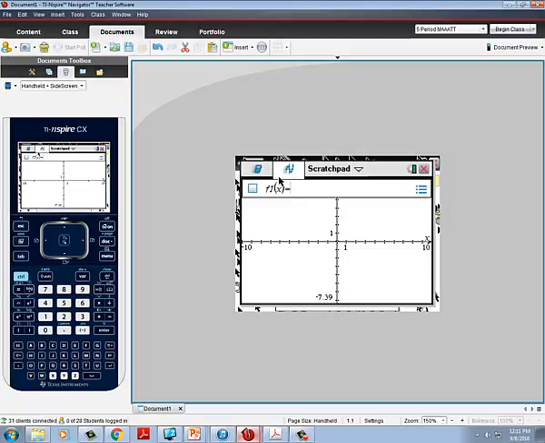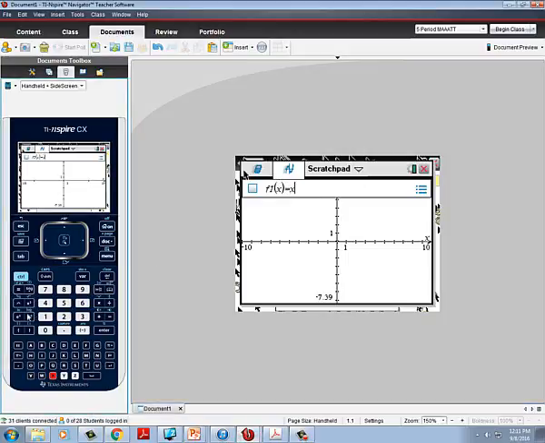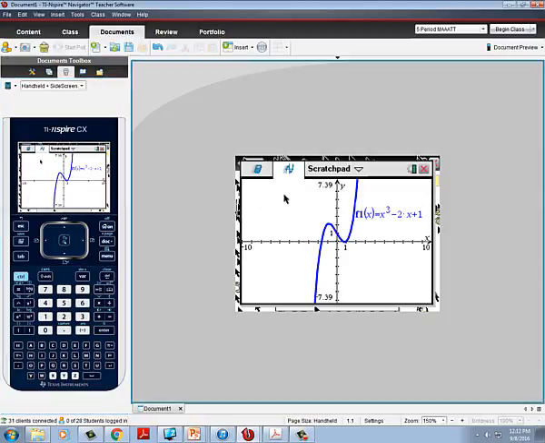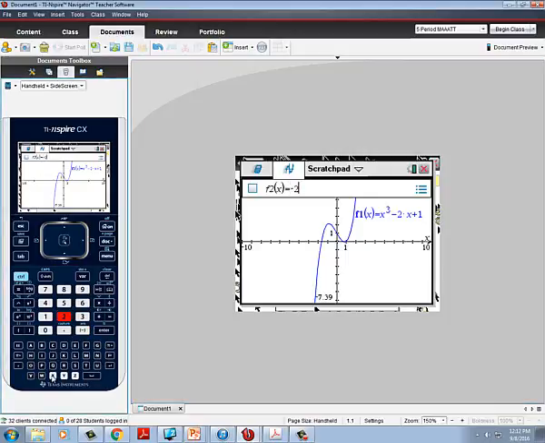All right, so we are putting in these two functions. We've got x cubed minus 2x plus 1. Everybody's going to do this because you've got to be able to do this for the test. And then hit enter. Oh, interesting. Okay, and then we've got the negative 2x, and hit enter.